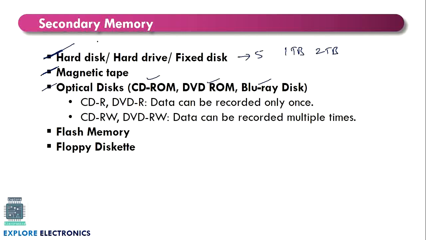Nowadays we will be using hard disk and SSD also nowadays we are using. So these are the secondary memories. We can use a floppy disk, flash memory. These are the things we can call secondary to the computer.